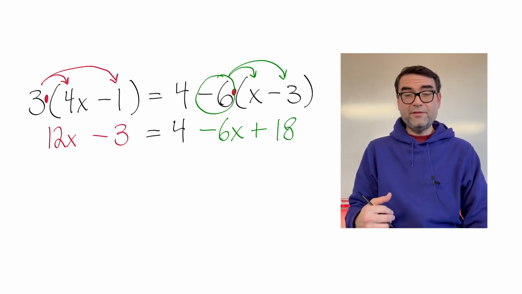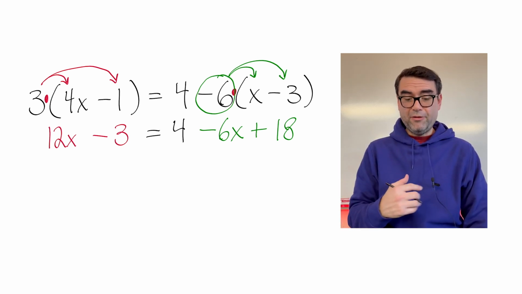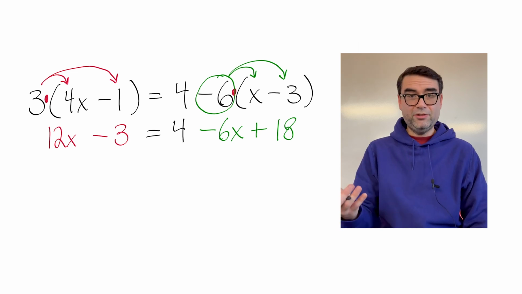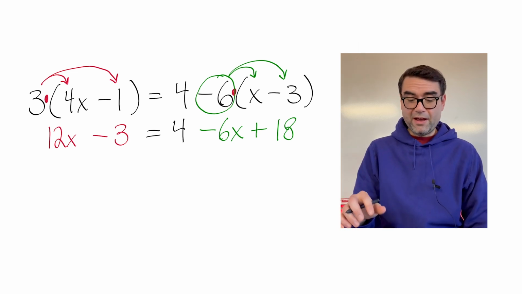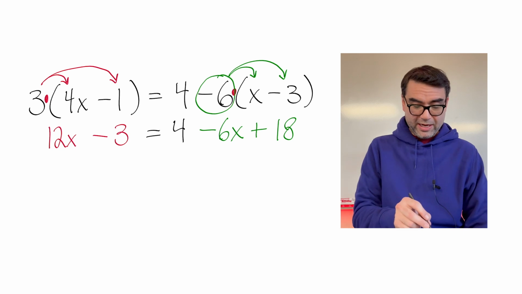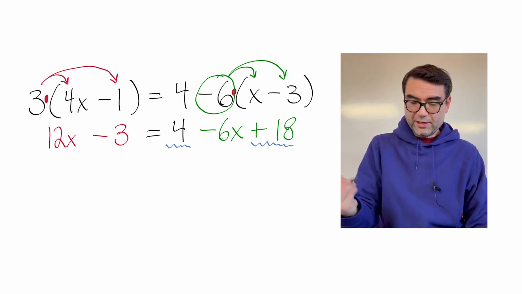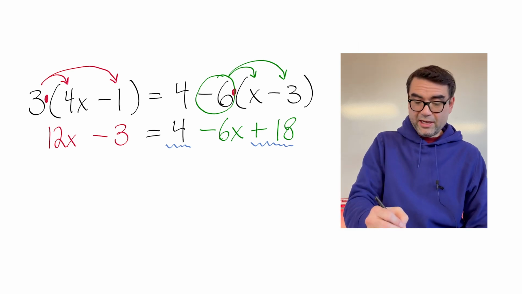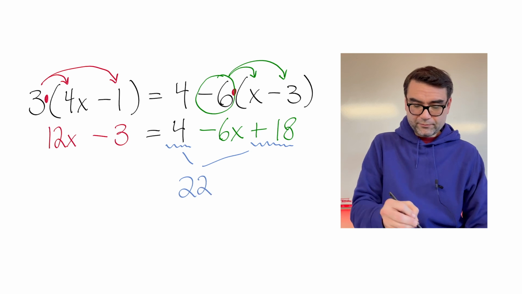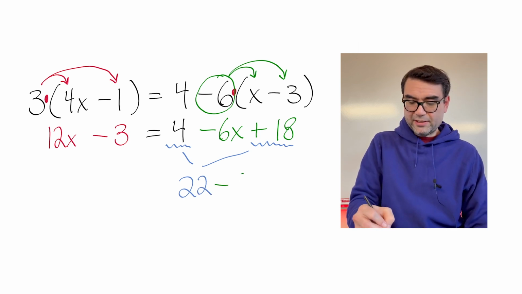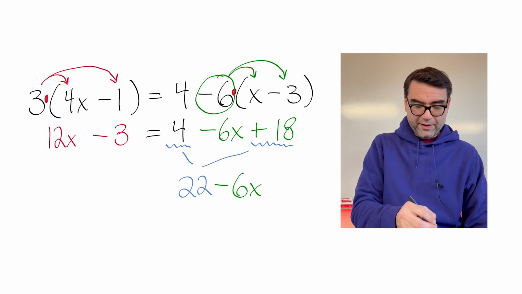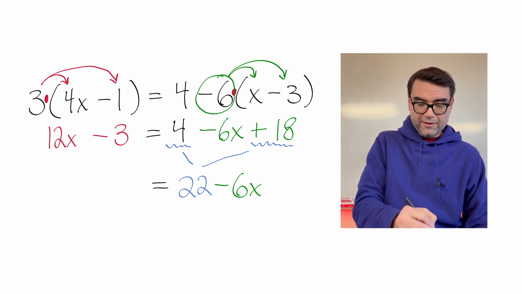Now that we've gotten rid of distribution, now we can take into account any other addition or subtraction I'd like to use to simplify what I have. So what I can do from here is I can group up, right? I have a 4 on the right side of the equation plus 18. So I can combine those, and I can take the sum of those, and that is 22. But I still have the minus 6x, right? And on the left side, let's not touch anything. We have 12x minus 3.